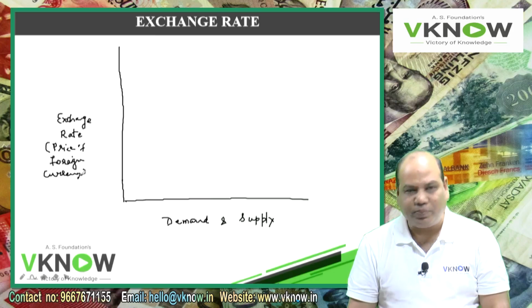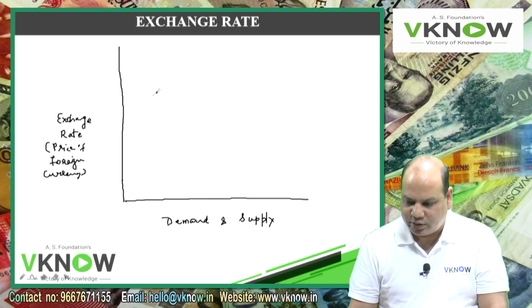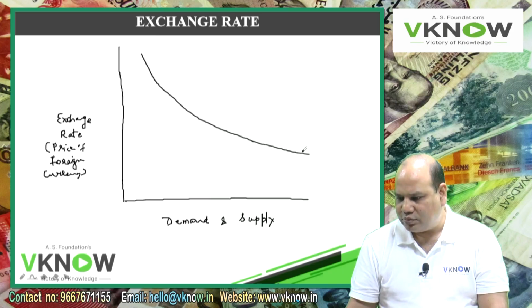Just like you pay a price for, let us say, a notebook, 45 rupees per notebook. So now remove notebook: 45 rupees per dollar. So it becomes the price of a foreign currency. And how is it determined? By the demand and supply forces.